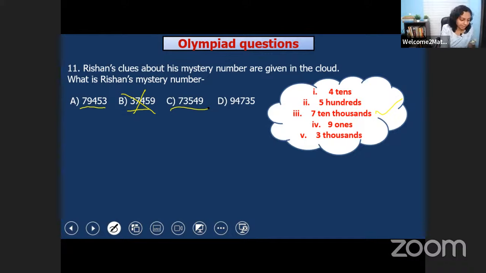So let's keep it, and now let's move on. Let's see option D, and it starts with 9. So it can't be our answer because our number will start with 7. So between B, A and C, which would be the answer?